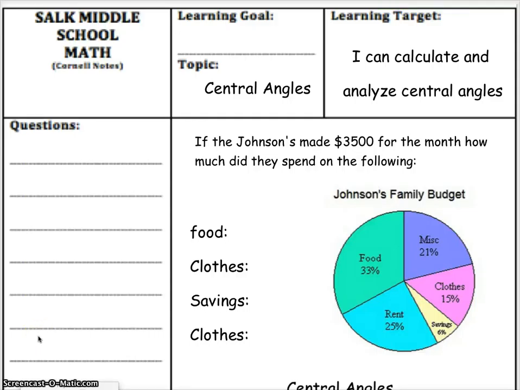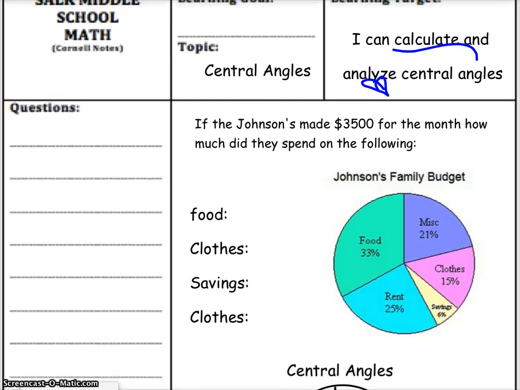Learning target today: you're going to be able to calculate and analyze central angles. Given a circle graph, or given a situation and table, you're going to be able to calculate what a central angle would be and analyze central angles that are given to you. This first problem is aligned with analyzing them.